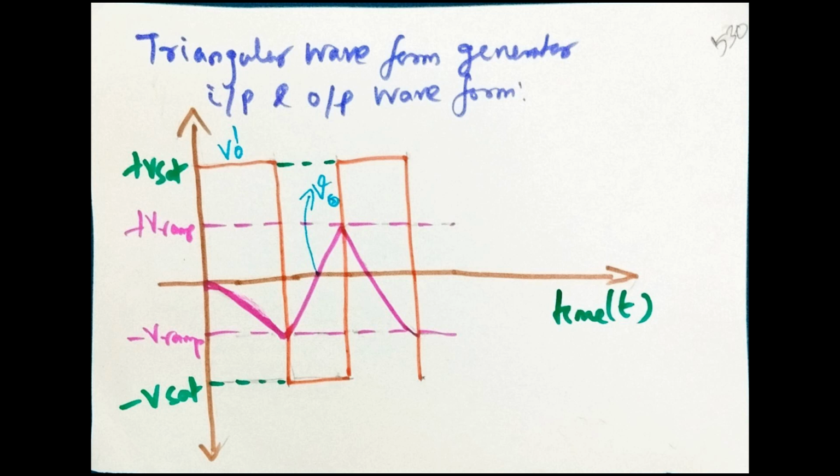First, the input goes from plus V saturation to minus V saturation, that is, a square waveform. The output triangular waveform goes from minus V ramp to plus V ramp. The graph between voltage and time is shown in the figure.